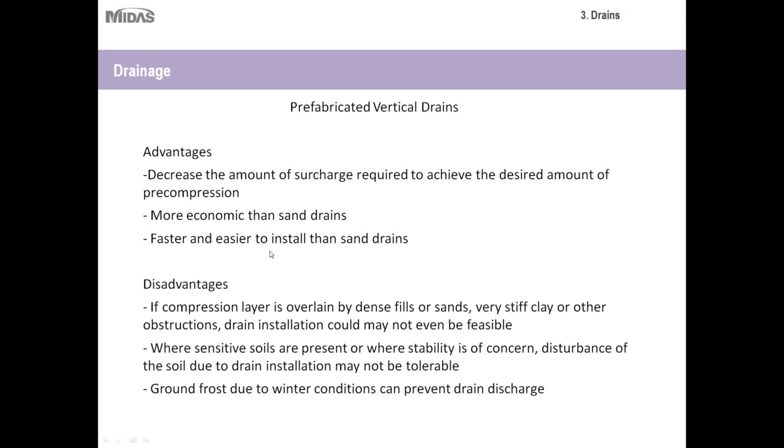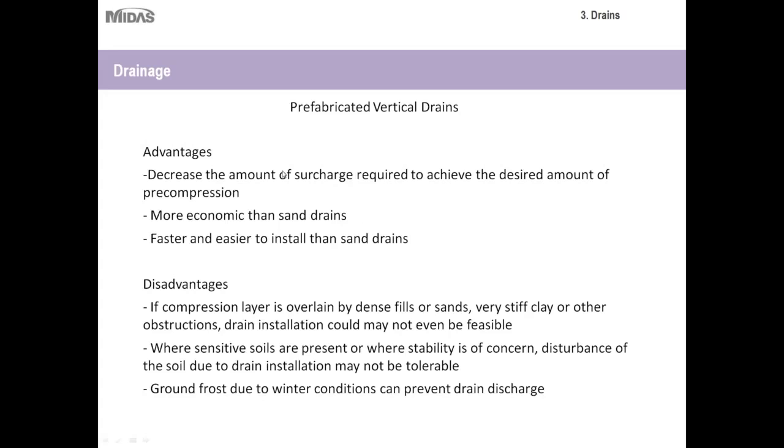So let's talk about certain advantages of prefabricated vertical drains. Certain advantages include that they decrease the amount of surcharge required to achieve the desired amount of pre-compression. I know I didn't go into this in detail previously. Essentially, surcharge is a load that you apply to your project site to get it to compress. So what drains do is they decrease the amount of load required to get your site to settle or to compress as you'd like.